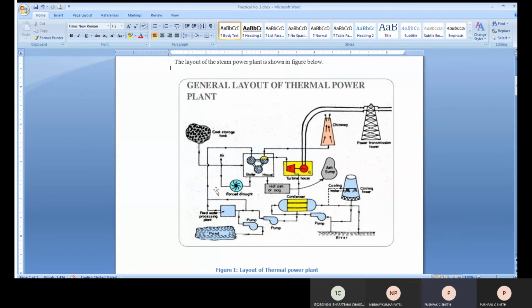Here is the air circuit, that means you are absorbing the air, and here it is used as forced draft.